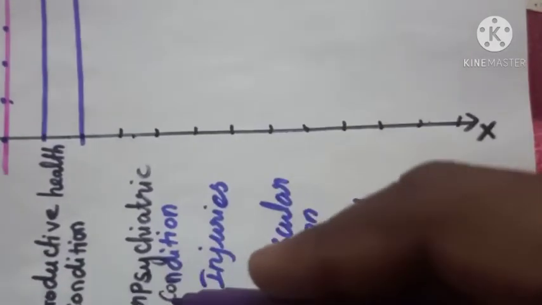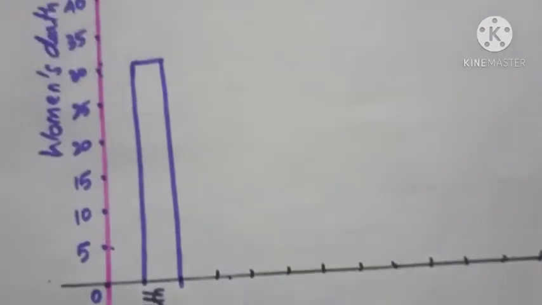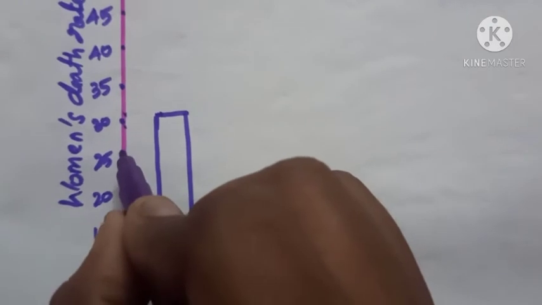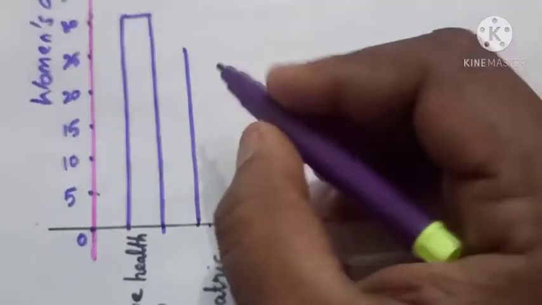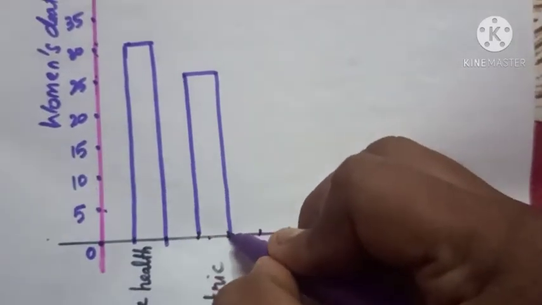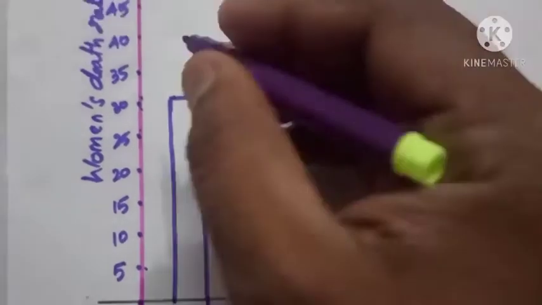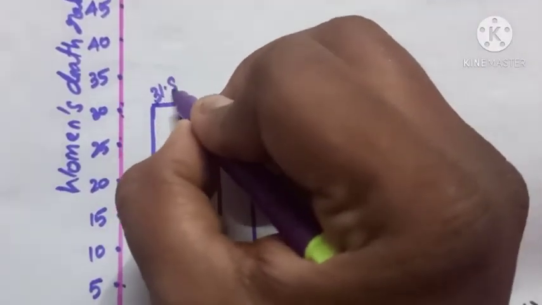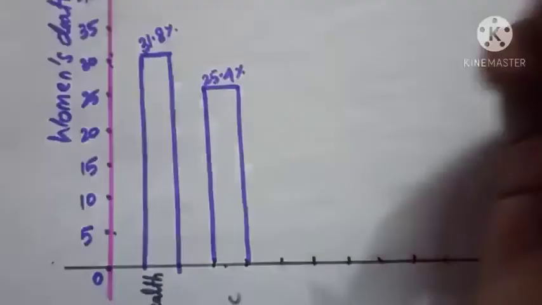Next, the neuropsychiatric condition, which is 25.4. So 25 and 0.4 means a little bit above, and we take that here. This is 25.4. By using the scale you can draw the bar graph in a graph note. This is 20. You can write like this: here 31.8 percentage and here 25.4 percentage.